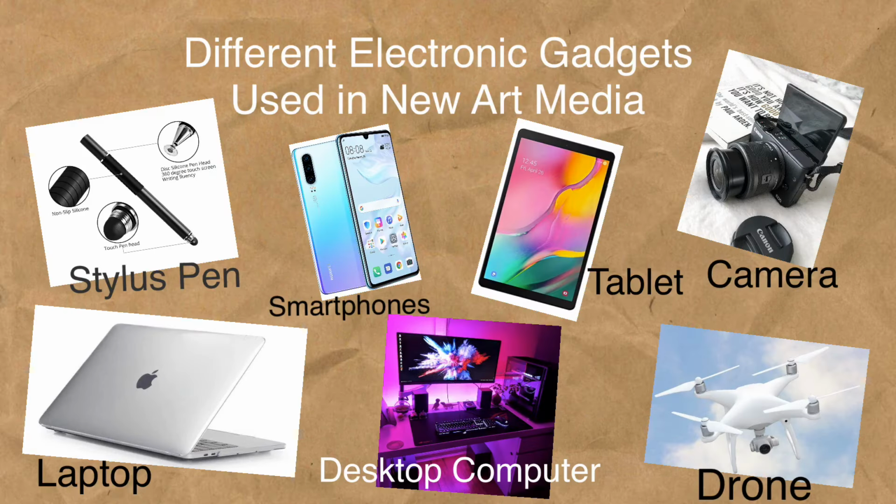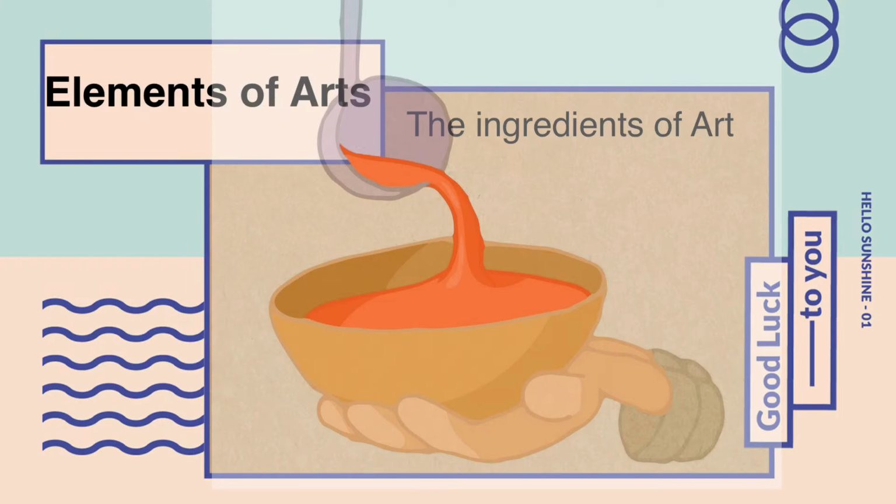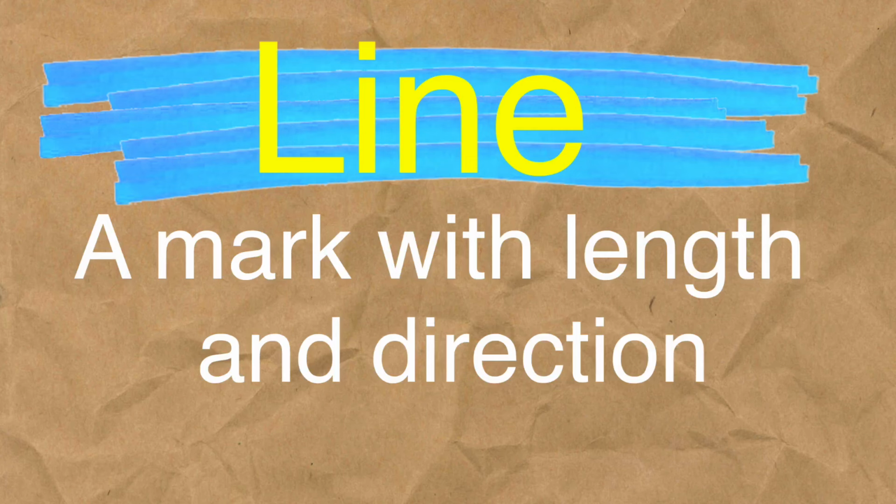Different electronic gadgets used in new art media: stylus pen, smartphones, tablet, camera, laptop, desktop computer, and drone. Elements of arts, the ingredients of art. Line, a mark with length and direction.